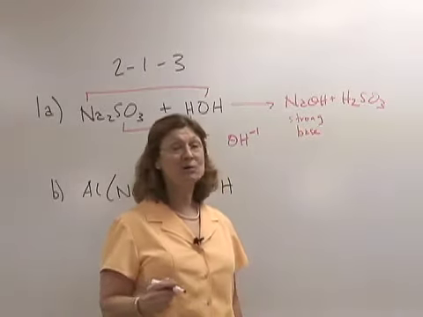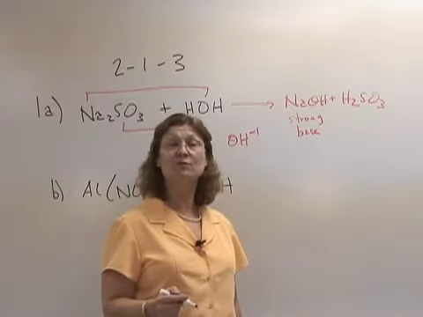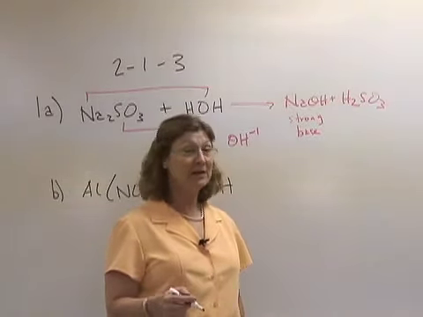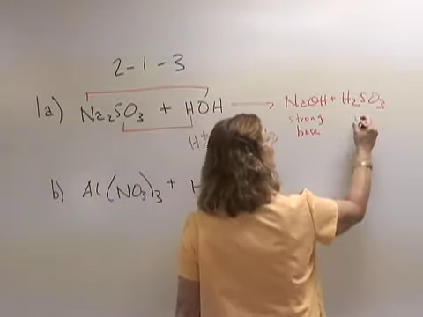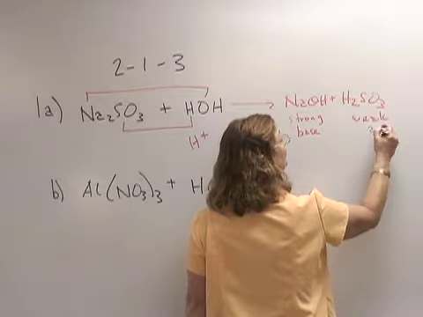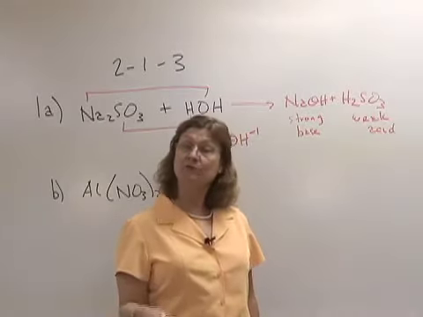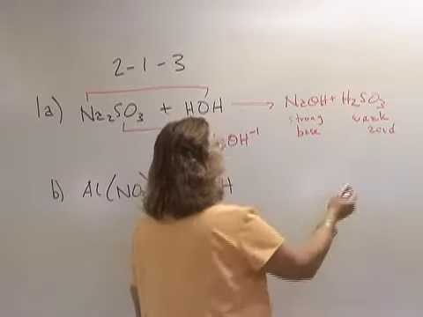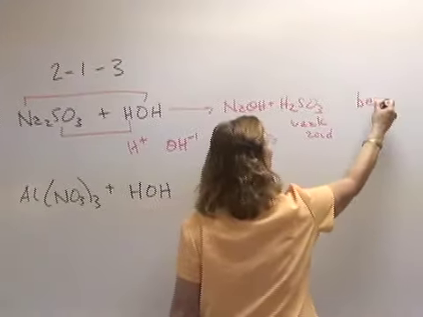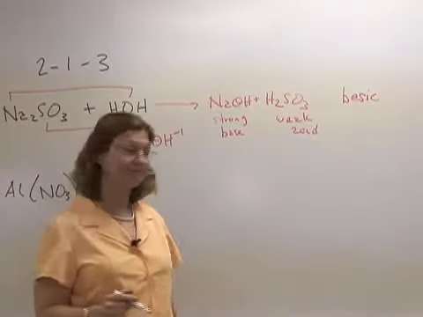H2SO3 is not one of my 7 strong acids, and it's very important that I learn those 7 strong acids because they will come back again and again. This one is a weak acid. If one is weak and one is strong, the strong one wins out, and therefore this solution will be basic. That is the resulting solution.